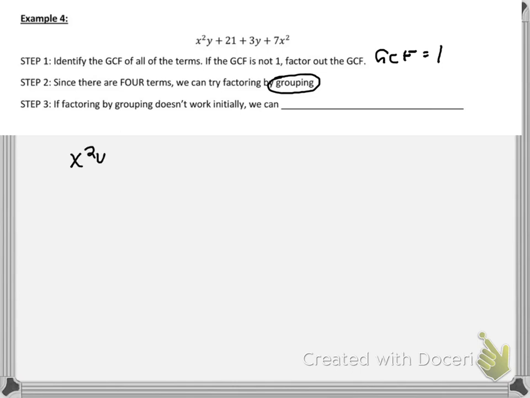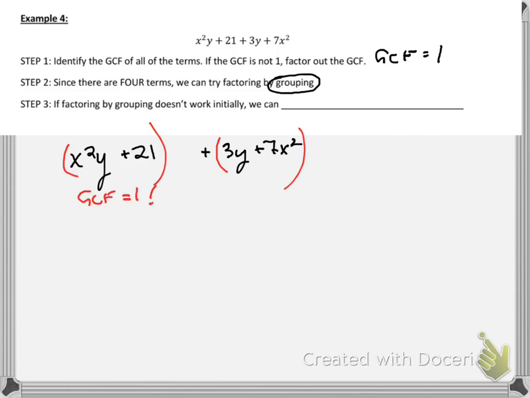So right now, we have x squared y plus 21 plus 3y plus 7x squared. So our natural inclination, just out of sheer convenience, is to group the first 2 together and then group the second 2 together. Okay? But the problem here is the GCF of these 2 terms is 1. So there's really nothing to factor out. And we have the same problem over here. The GCF is also 1.